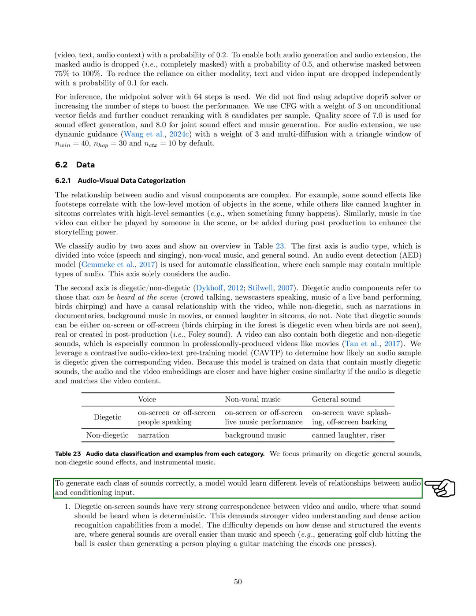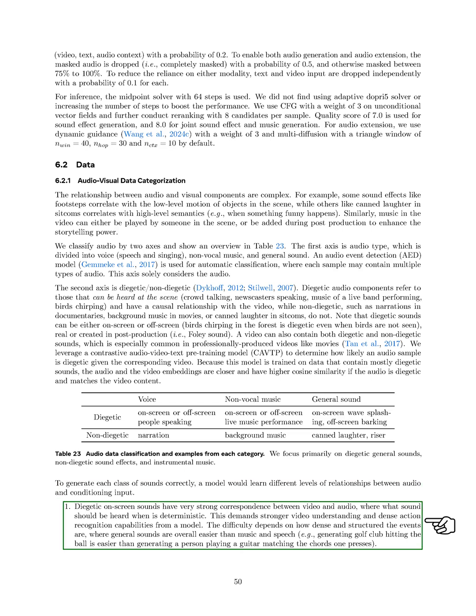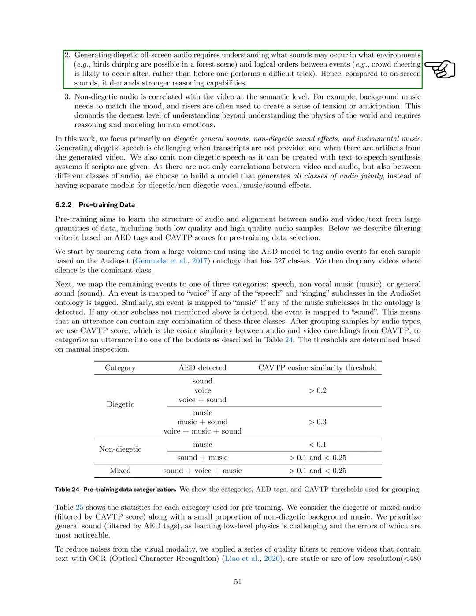To generate different sound classes accurately, our model learns various relationships between audio and the conditioning input. Diegetic on-screen sounds have a strong correspondence with video, requiring robust video understanding and action recognition. The complexity varies, with general sounds being easier to generate than music or speech. Generating diegetic off-screen audio involves understanding potential sounds in specific environments and the logical sequence of events, demanding stronger reasoning capabilities.